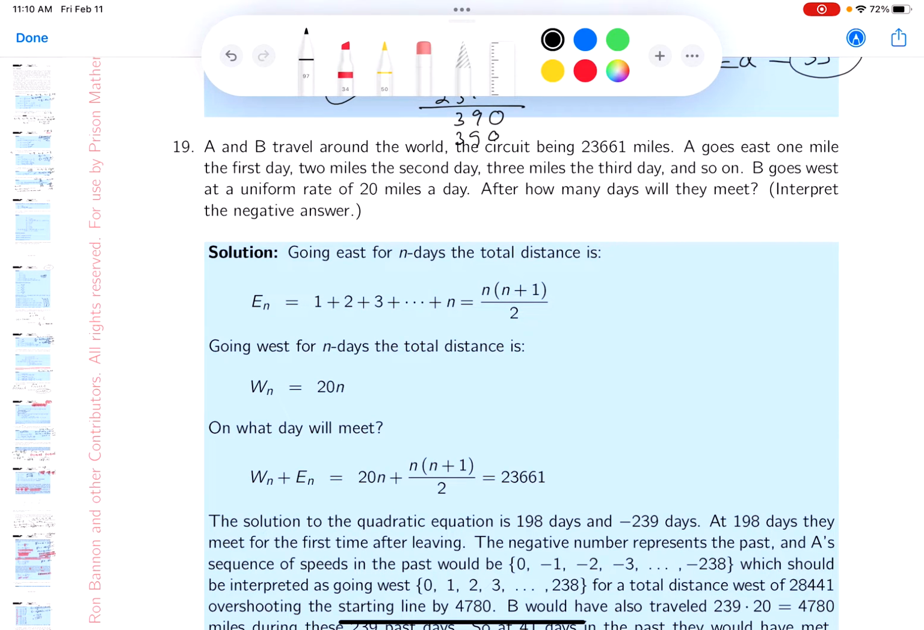It says A goes east. Well, my convention for east is this. He's going in that direction. A goes east 1 mile the first day, 2 miles the second day, 3 miles, and so forth and so on. So I'm going to say the eastern direction just looks like a sum of the integers 1 plus 2 plus 3, all up to n. And this would be the eastern distance that he goes, all right? So it's a pretty easy formula. I'm just using the sum formula over there, and I get this over here.